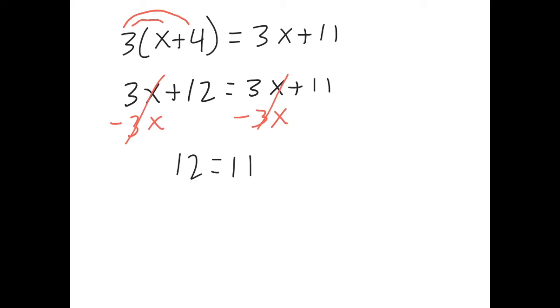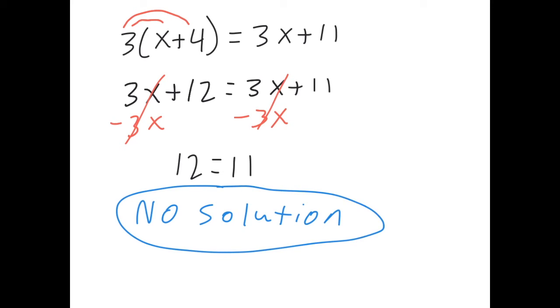So when you have a number that is equal to another number that's not itself, this is where you write no solution. And I talked about this in a previous video. This is one of the special cases. So there's no number you could plug in for x that would make this equation true.